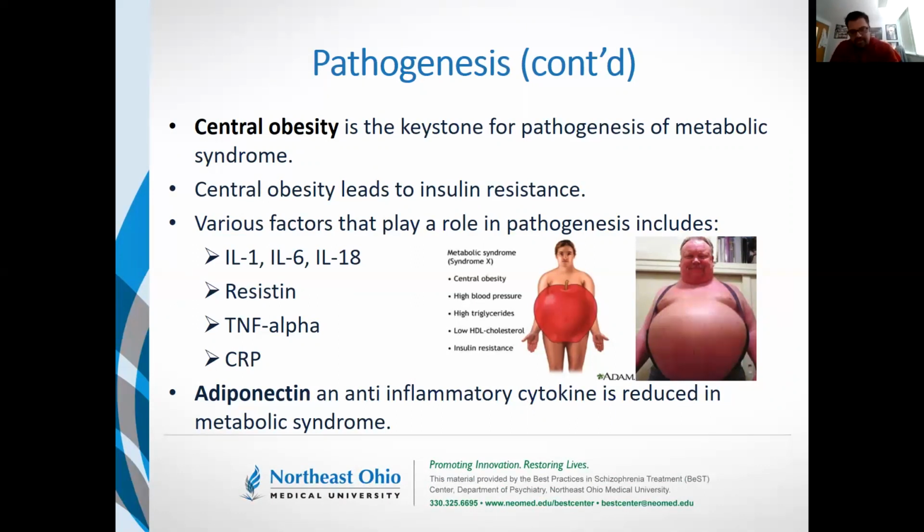Adiponectin, which we mentioned on the last slide, is an anti-inflammatory cytokine, which is reduced in metabolic syndrome. So the metabolism or breakdown of glucose as well as free fatty acids is affected by the reduction in adiponectin. And then you can see in the diagram that apple shape that we mentioned a little while ago.